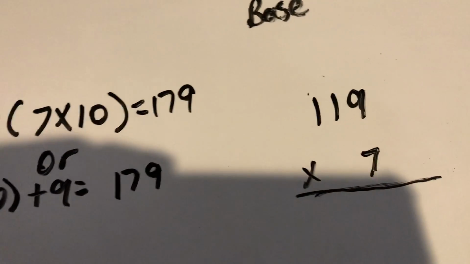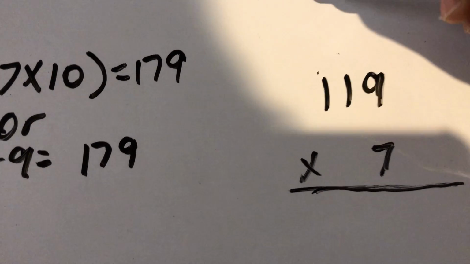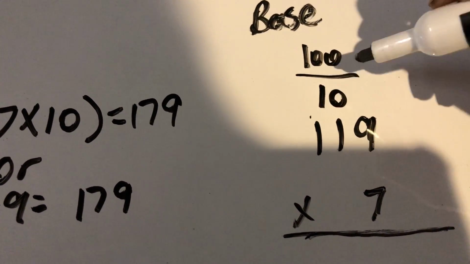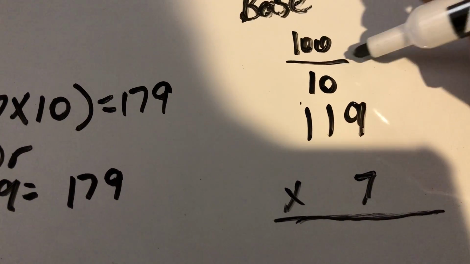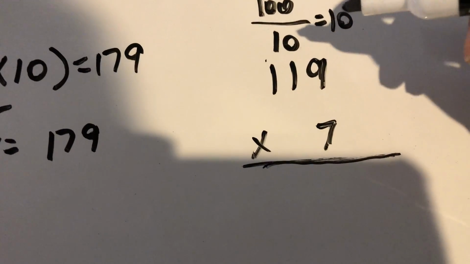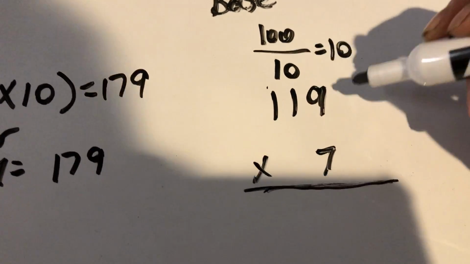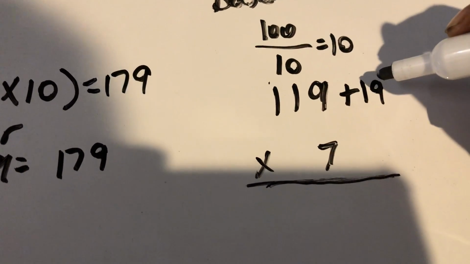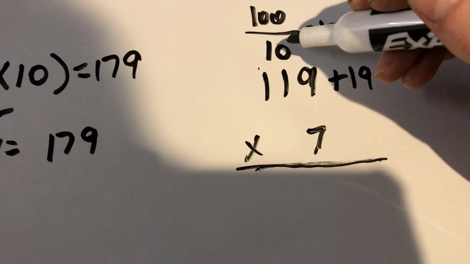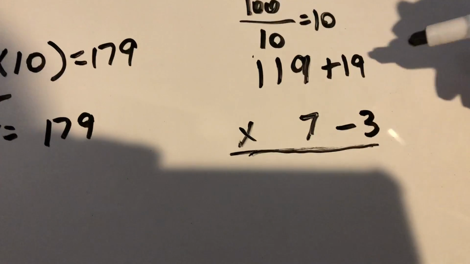Alrighty. Next one, 119 times 7. So we're going to write a formula here where it's just 100, the working base, 10 is the actual base, which equals 10 as your aspect ratio. As you can see, 119 is above the working base of 100 by 19. So you write plus 19 across. 7 is below the actual base of 10 by 3, because 10 minus 7 equals 3. So we write minus 3 right here.